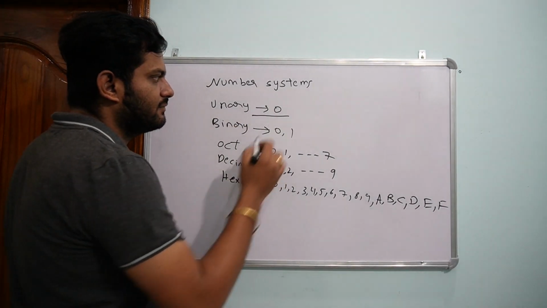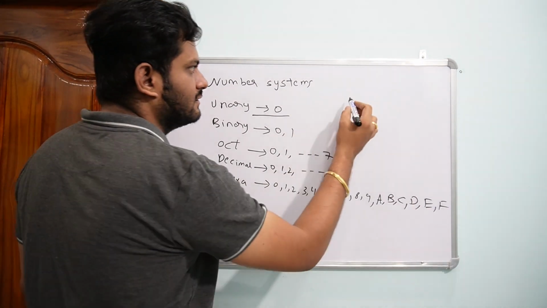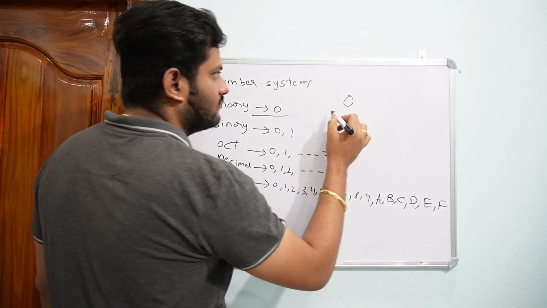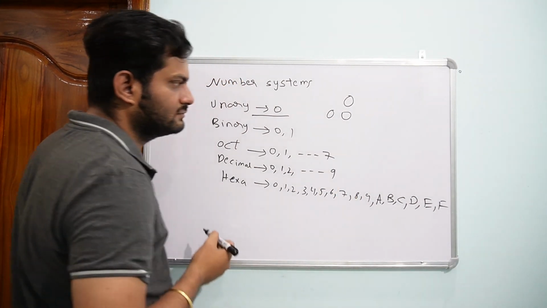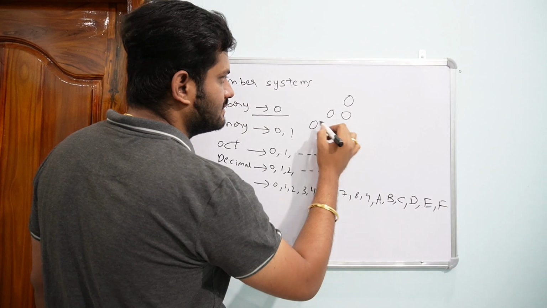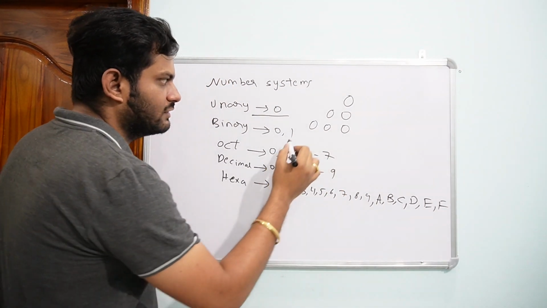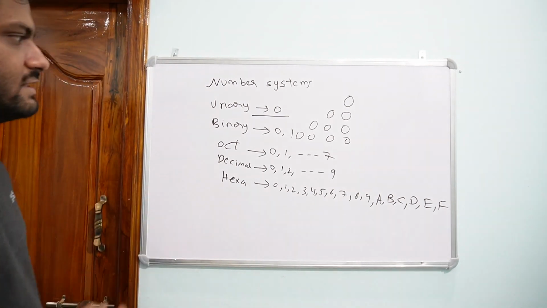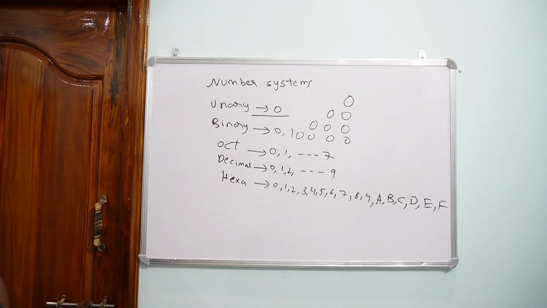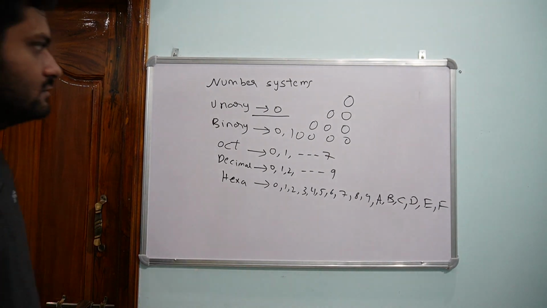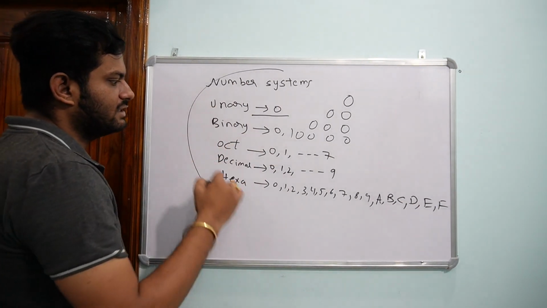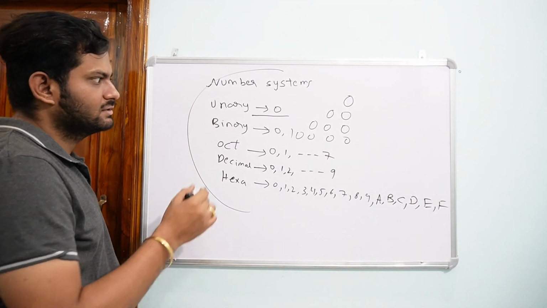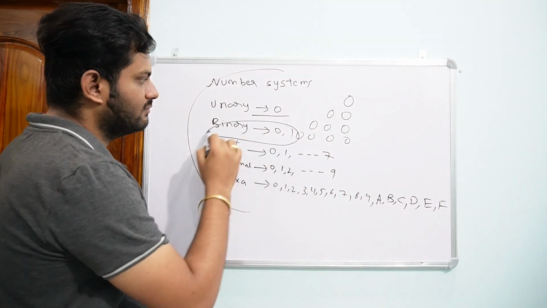So in unary, to count the numbers, for 1 it is 0, for 2 it is 0, 0, for 3 it is 0, 0, 0, for 4 it is 0, 0, 0, 0. So this was the way the unary system was used. You can check on all these number systems. Before going further in this video, let me talk about the binary system.